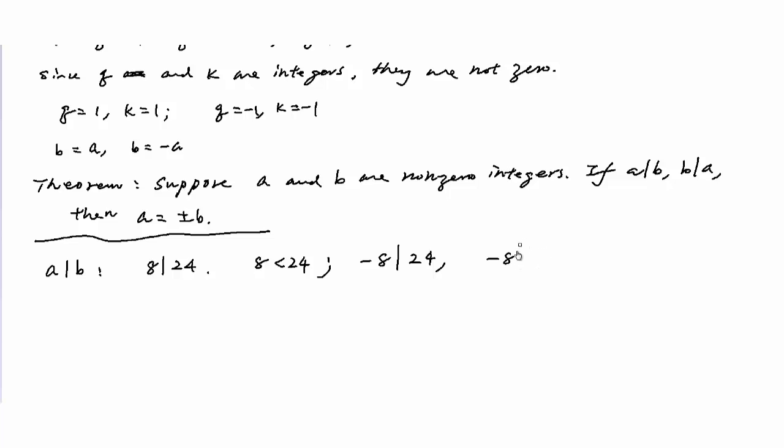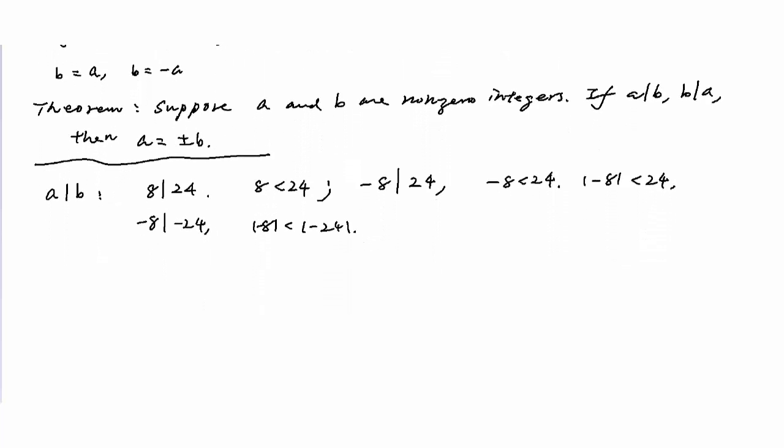But further, you actually can say that the absolute value of negative 8 is less than 24. But anyway, if you also write negative 8 divides negative 24, you can come up with the absolute value of negative 8 is less than the absolute value of negative 24. You probably know what conclusion we are going to make.